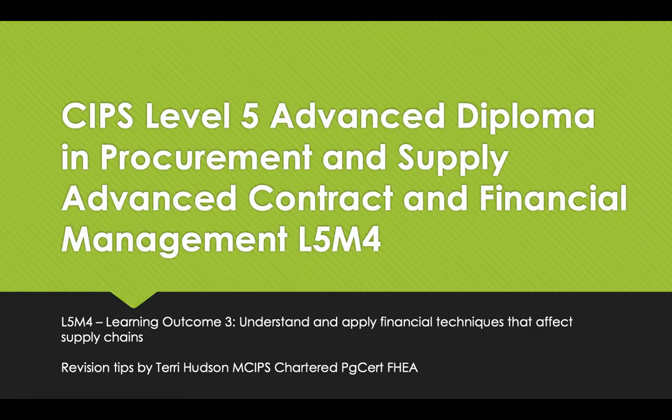This is Module 4, which is Advanced Contract and Financial Management, and it's Learning Outcome 3, which is to understand and apply the financial techniques that affect supply chains. So we're going to look at how cost and finance can affect the supply chain, and then assess the methods for managing the volatility of currency and the methods for managing volatility of commodities.